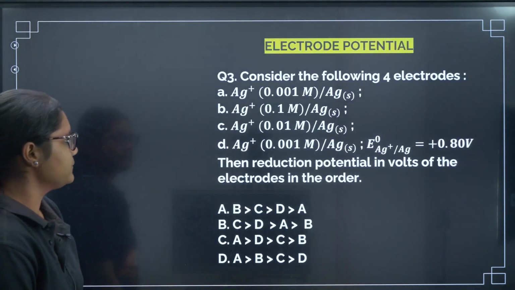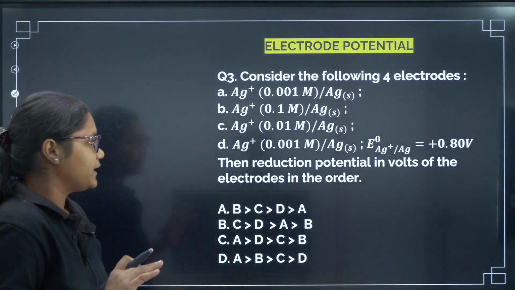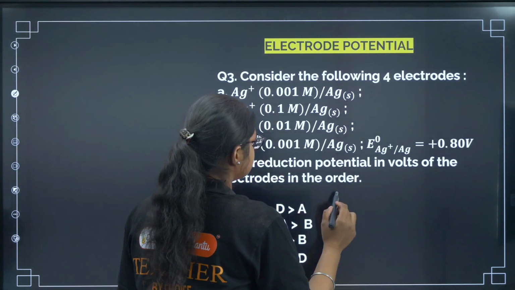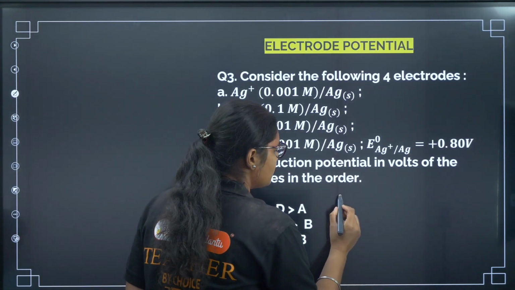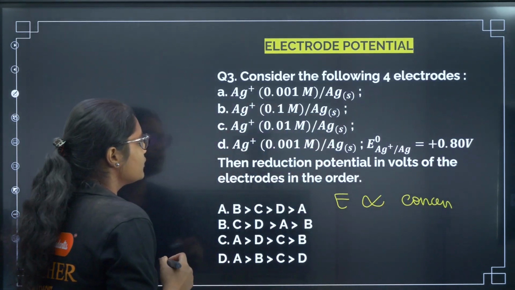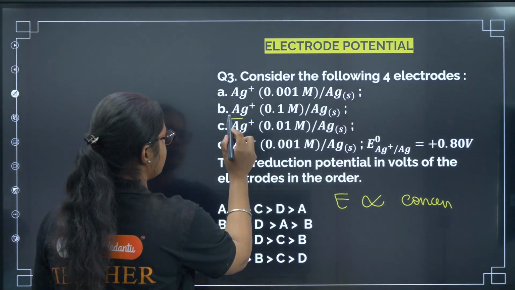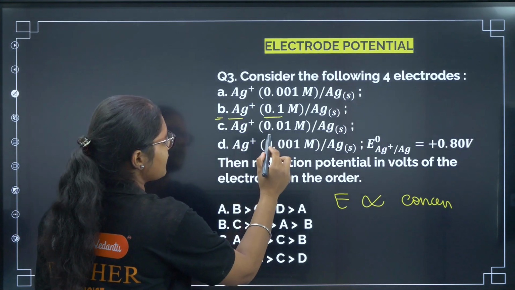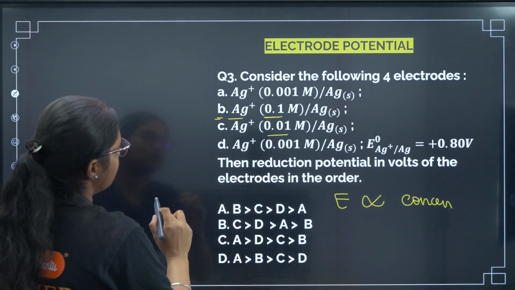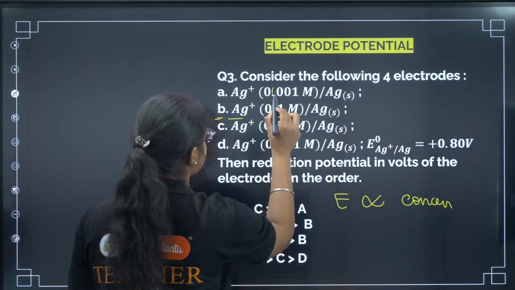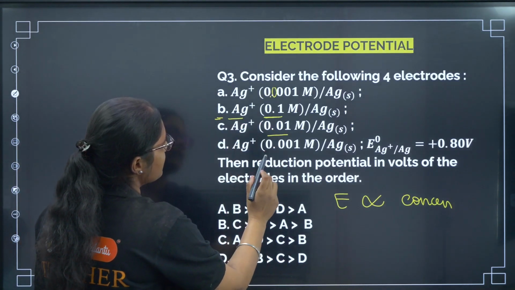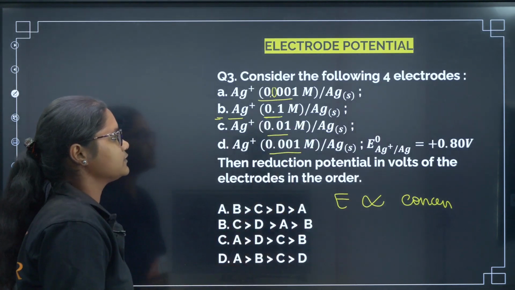Now let us go to the next question. Now we have come to the next topic, electrode potential. Consider the following electrodes, their concentrations are given. You have to tell the order of the reduction potential in volts. You have to remember, reduction potential is proportional to concentration. You can see here the concentration is highest for option B, Ag 0.1 molar. Then we have 0.01. Then this is 0.000001, it's a little error. So we have 0.1, 0.01, and then 0.001, and then 0.0001, right?